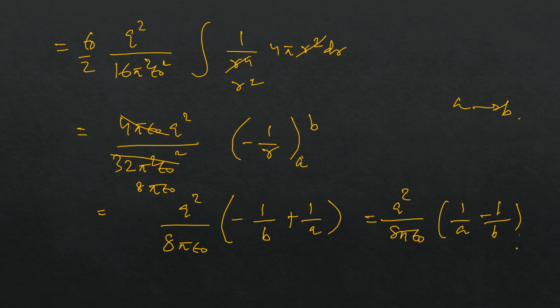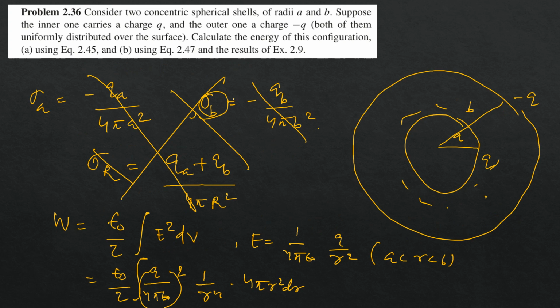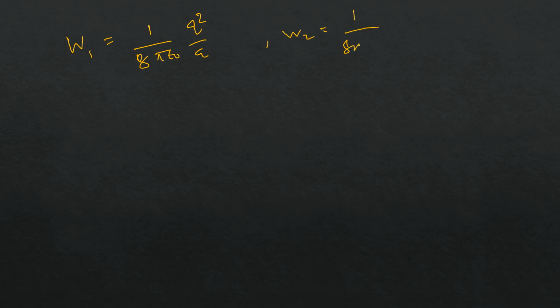Now, another way we can solve it. For example, W1 for the charge 1 is 1 by 8 pi epsilon naught q square by A. W2 will be 1 by 8 pi epsilon naught q square by B. And the electric field is how much? It's the same way actually.